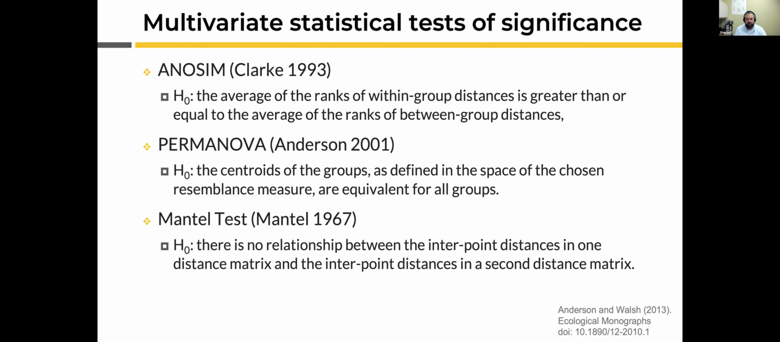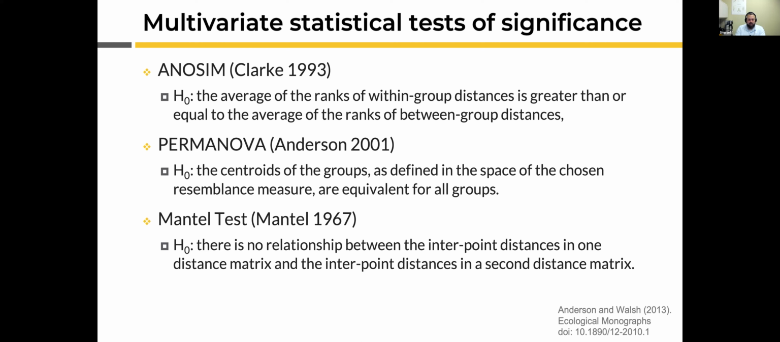And this is something that you can do both in the R package vegan, and QIIME will also, when you do tests of beta significance, give you an option whether or not you want to do a pairwise test.